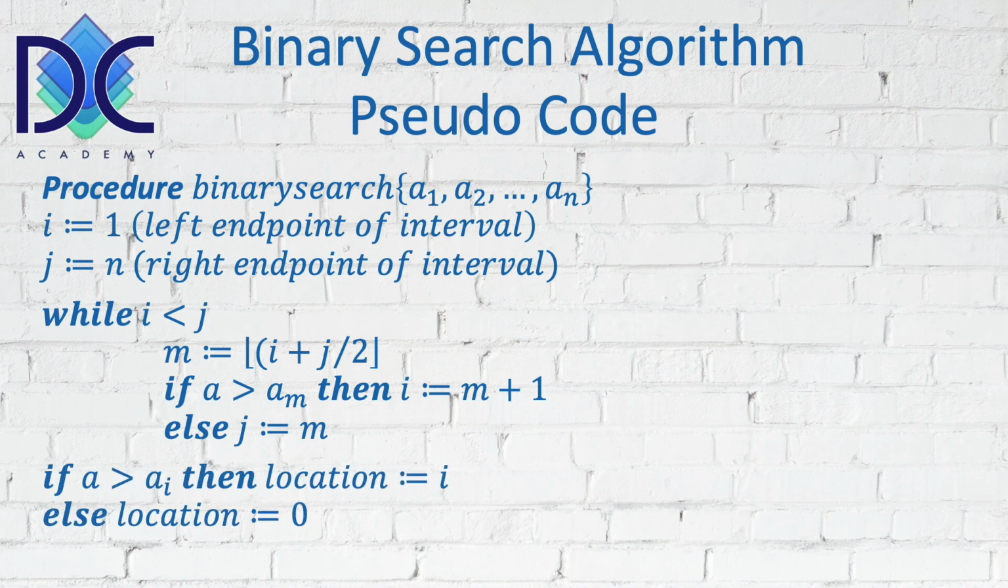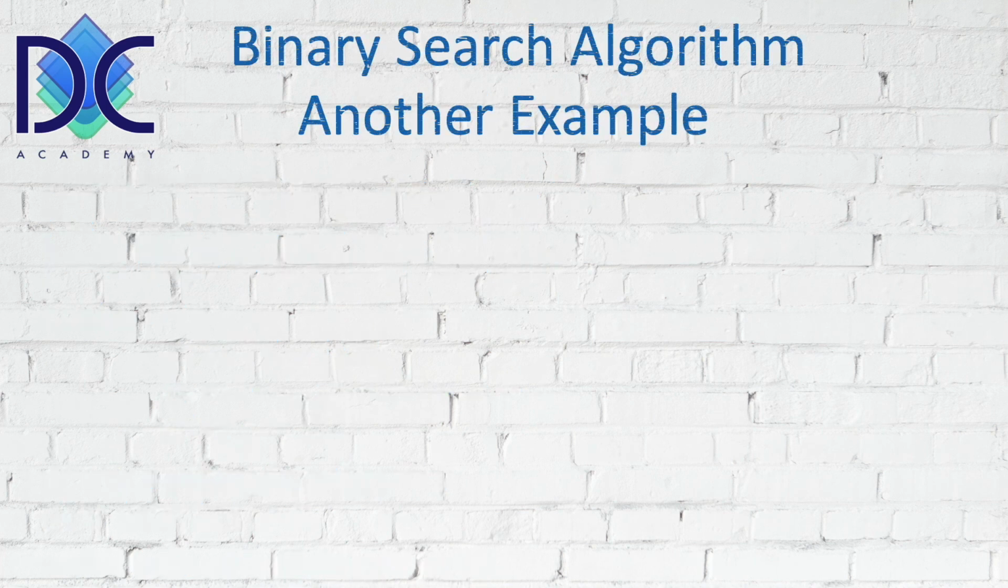Now, if A equals A_I, then the location is I, otherwise the location is 0. So we can find those elements, and of course the procedure returns the location, either I or 0. When we find the value A, we put its location there. If we didn't find the number A, we say it's 0, which means that we don't have the location. Let's consider now the binary search algorithm on another example.